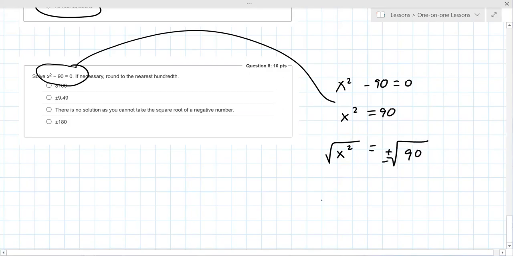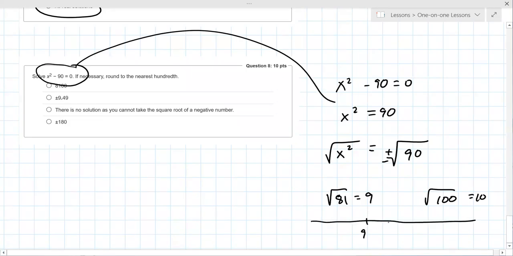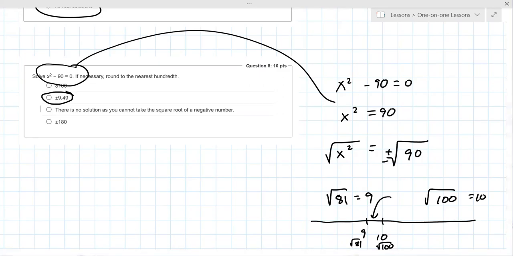So, for example, the square root of 81 is 9. The square root of 100 is 10. So on a number line, if there's 9, which is the square root of 81, and 10, which is the square root of 100, where does 90 fall between 81 and 100? It's going to fall right in the middle. And that's why this answer is so reasonable here.